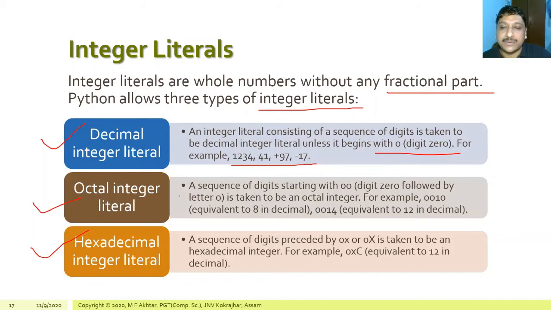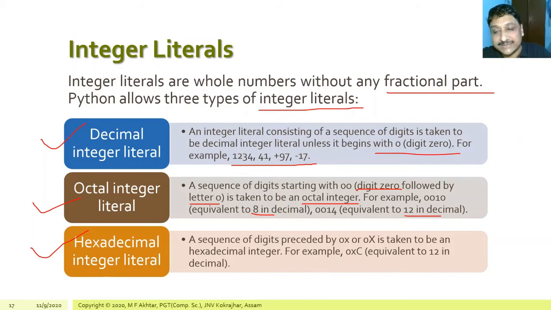Now octal integer literal, a sequence of digits starting with 0 and O, digit 0 followed by letter O. For digit 0 followed by letter O, then this number will be considered as octal integer number. For example, 0o10, okay, it is equivalent to 8 in decimal. 0o14 equivalent to 12 in decimal.